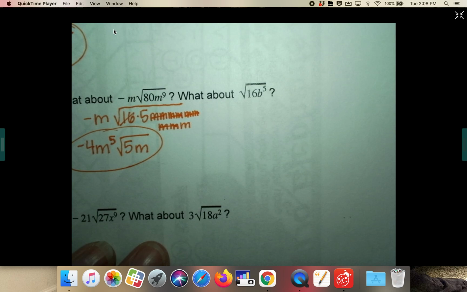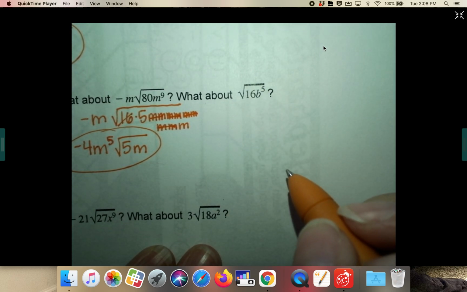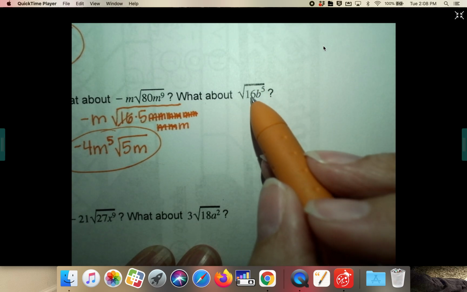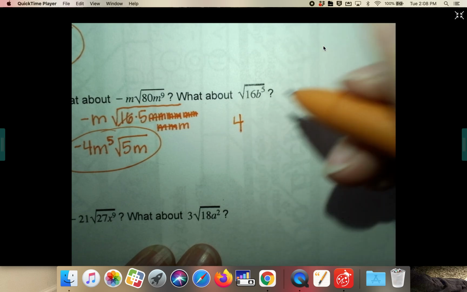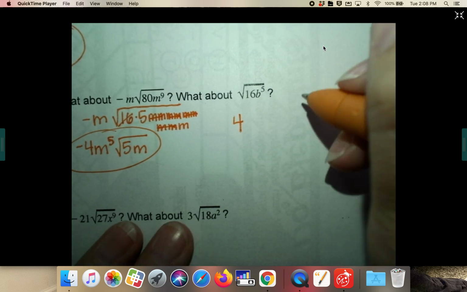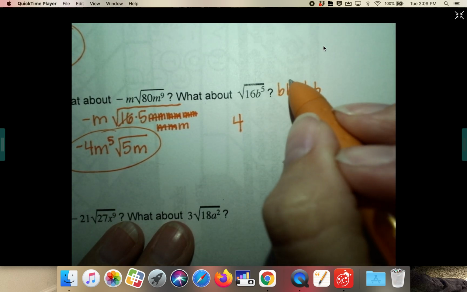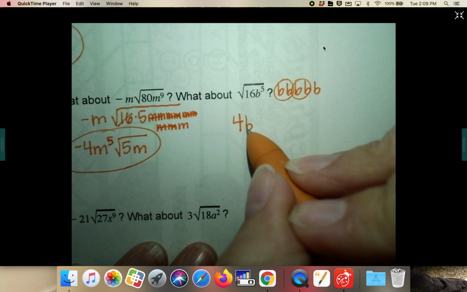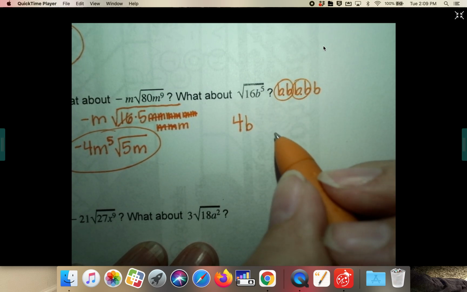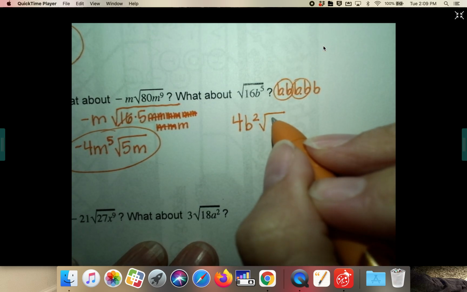Square root of 16b to the 5th. So 16 is a square root itself. You don't have to multiply it by anything. That's just going to pop out as a 4. But we've got 5 b's on the inside. We've got 1, 2, 3, 4, 5. So remember, every 2 can come out as 1. So it's going to be b to the 1, 2, and our lonely little b is the only one that's going to have to stay inside.